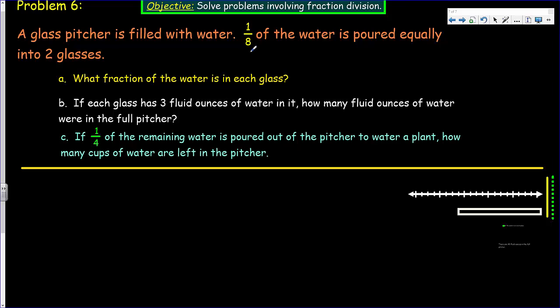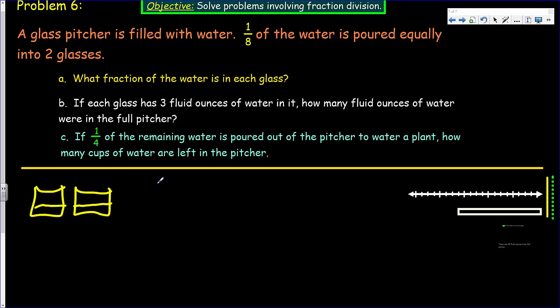Well, if 1/8 of the water is poured equally into 2 glasses, what we're saying is this is kind of like our dividend. 1/8 of the water, whatever that amount of water is, is poured equally into 2 glasses. Since there's 2 glasses, 1/8 is going to get split in 2. I said I wasn't going to draw a picture, but just think, here's your glass and you have another one here. So that 1/8 is going to be split, where some of it comes in this one and then some comes in the other.